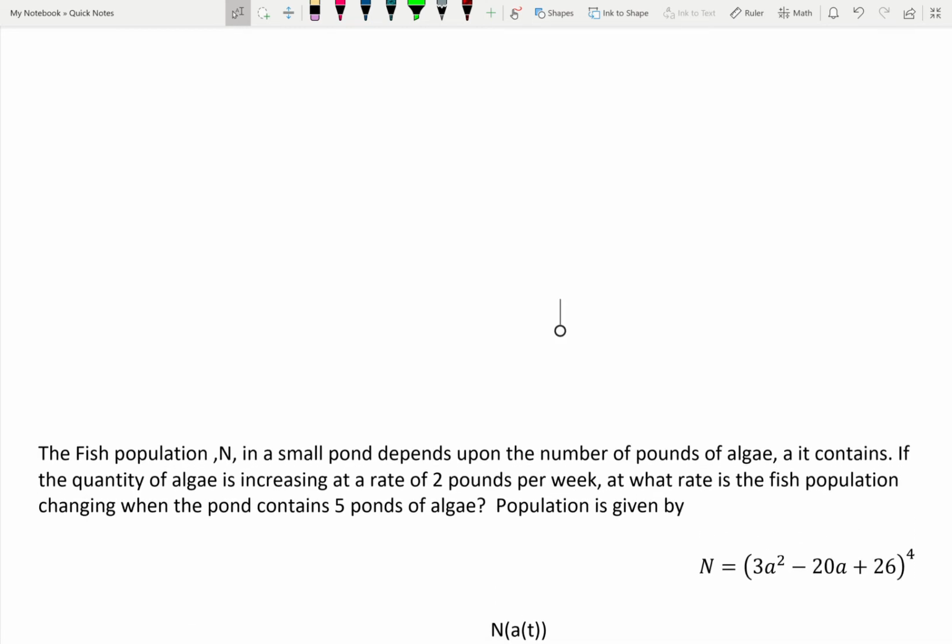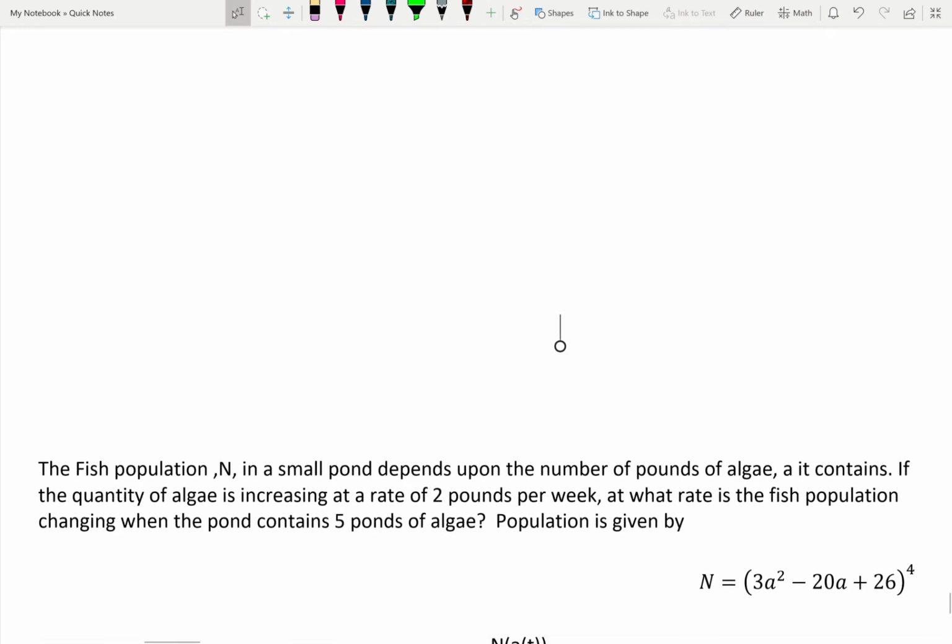Alright guys, another related rates problem. The fish population represented by big N in a small pond depends upon the number of pounds of algae, which is represented by little a, it contains. If the quantity of algae is increasing at a rate of 2 pounds per week, at what rate is the fish population changing when the pond contains 5 pounds of algae?